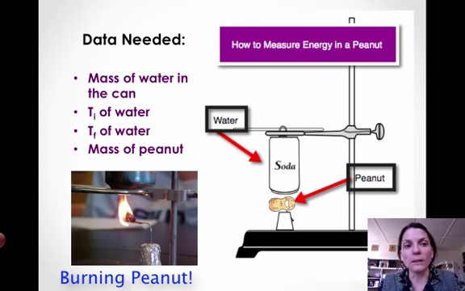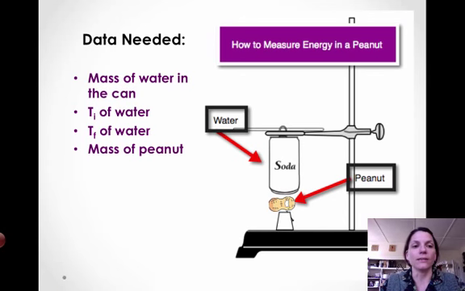Obviously, we need the mass of the water in the can, so we've got to measure that pretty accurately. We need the temperature change of the water, so we need the initial temperature of the water and the final temperature of the water after the peanut has finished burning. And we need to know the mass of the peanut. But most importantly, we need to know the amount of peanut that actually burned.